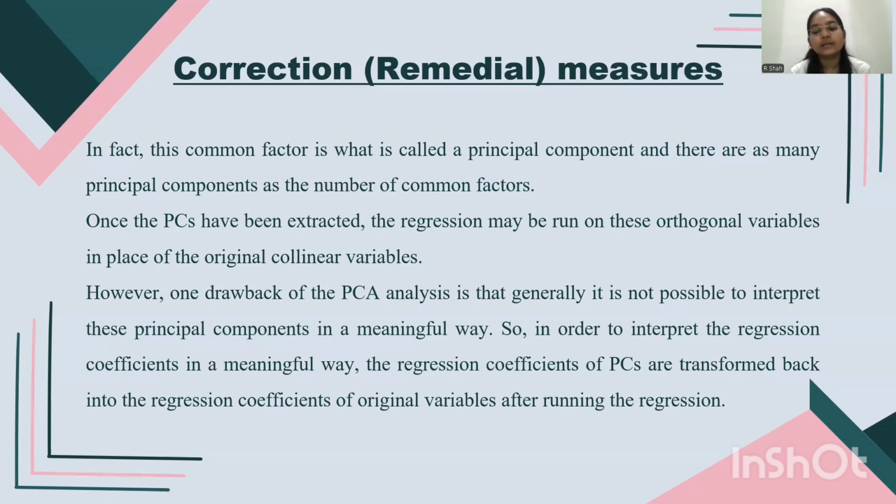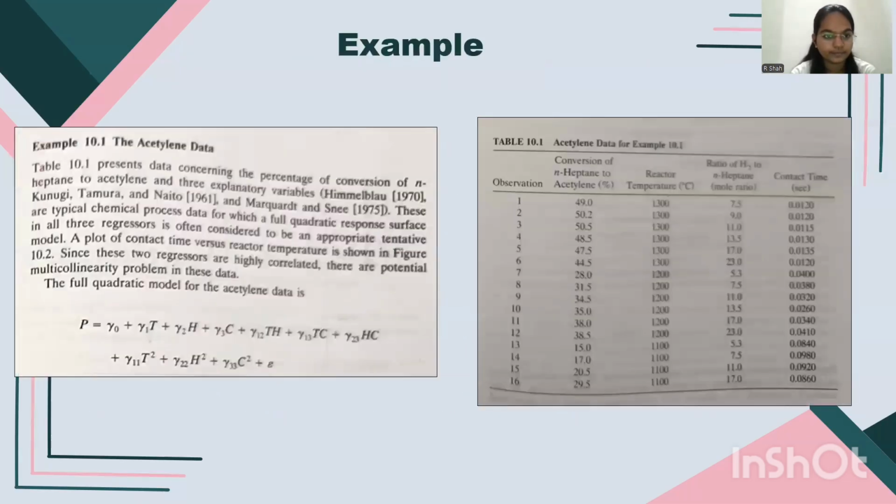So, in order to interpret the regression coefficients in a meaningful way, the regression coefficients of principal components are transformed back into the regression coefficients of the original variables after running the regression. So, this is the example. Let's see that example. This is an example from one book.